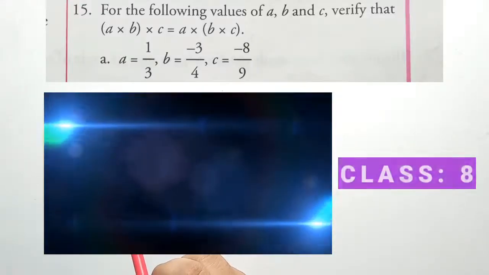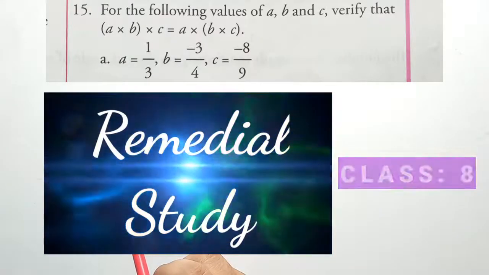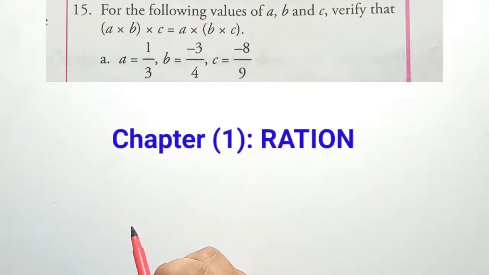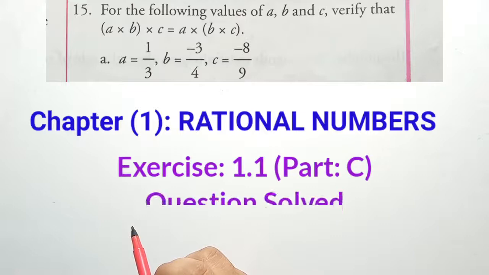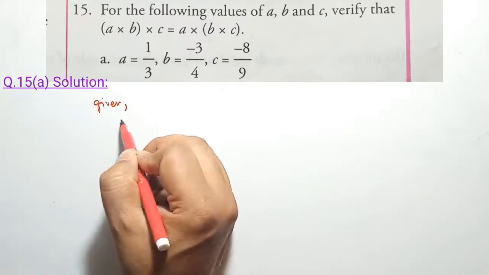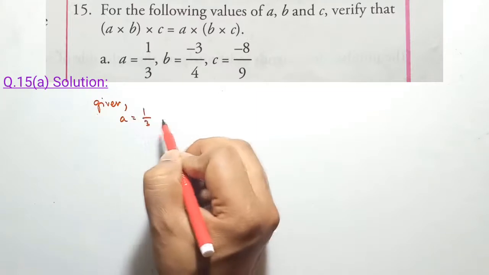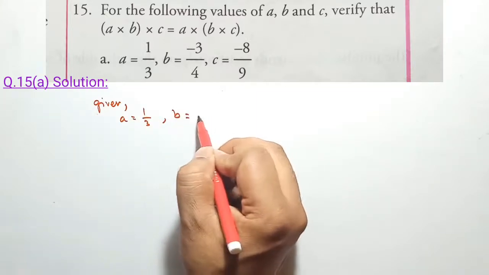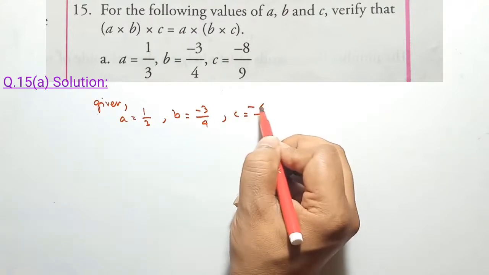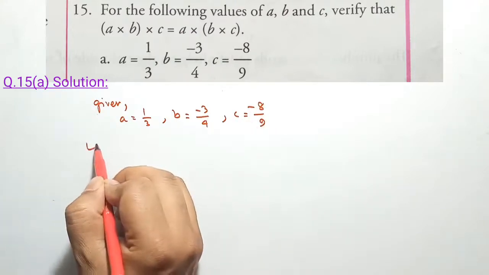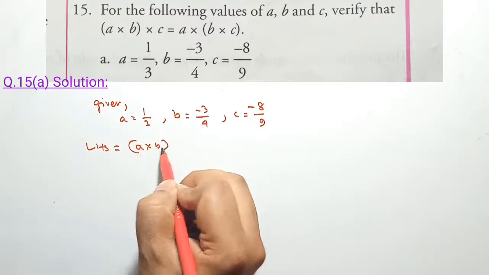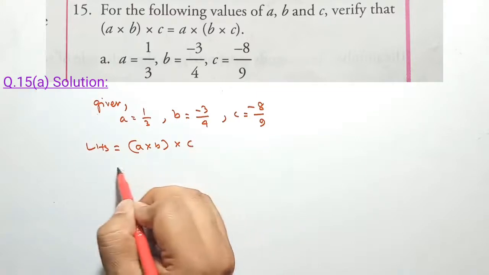Question 15. For the following values of A, B and C, verify that A into B bracket into C equal to A into B into C, given A equal to 1 by 3, B equal to minus 3 by 4 and C equal to minus 8 by 9. Left hand side equal to A into B bracket into C.